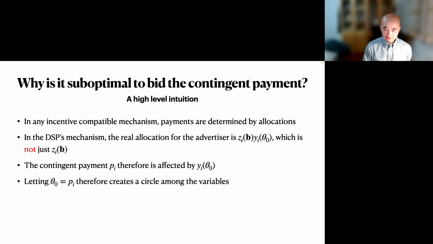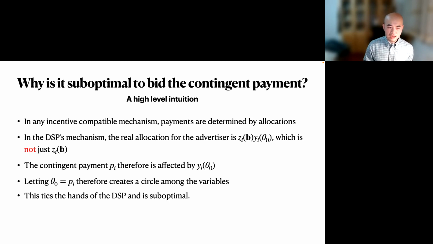But Y itself is a function of theta. So if we constrain the DSP to always bid PI of theta, we're actually creating a circle among the variables we otherwise have freedom to decide. Creating this circle basically ties the hands of the DSP and leads to suboptimal mechanisms. As we will see in the next slide, as our characterization shows, it is not optimal for the DSP to bid the contingent payments.